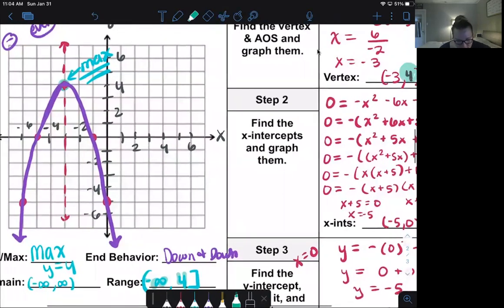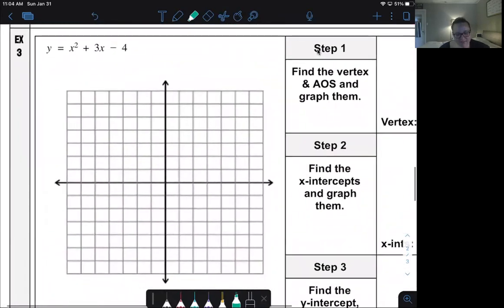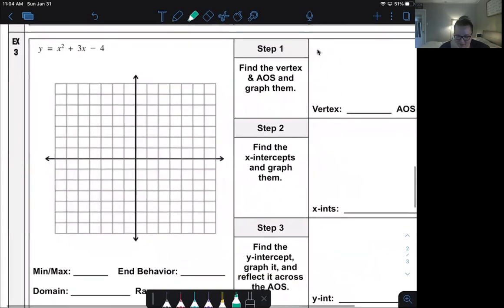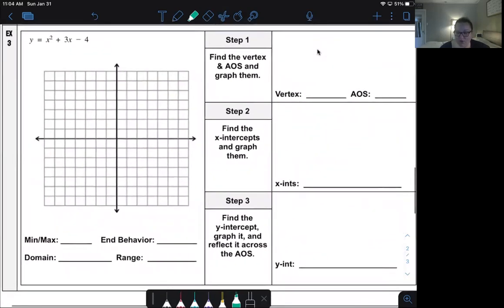All right, I hope you all did a great job on that. Let's do some more. So example 3, y is equal to x² + 3x - 4. This time, I want you to try to find more pieces of this graph on your own. So I want you to do step 1, step 2, and step 3 without me.